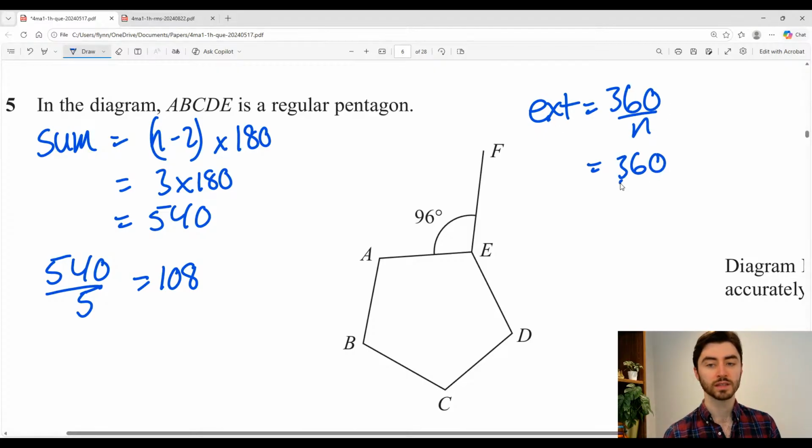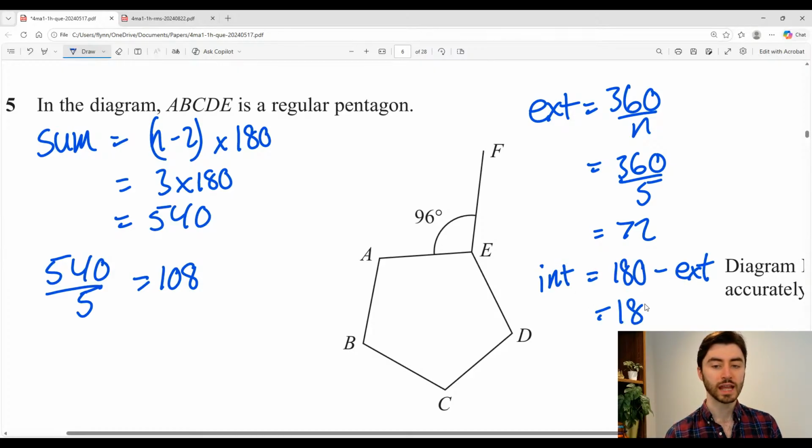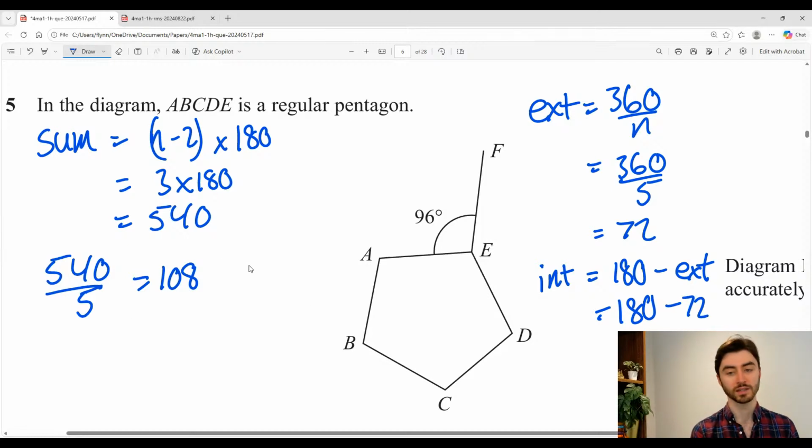So 360 over 5 is equal to 72. And then the internal angle is 180 minus the external angle. So that's 180 minus the 72, which also gets me my 108 for the internal angle. The reason I like doing it by this method is you tend to be working with smaller numbers.